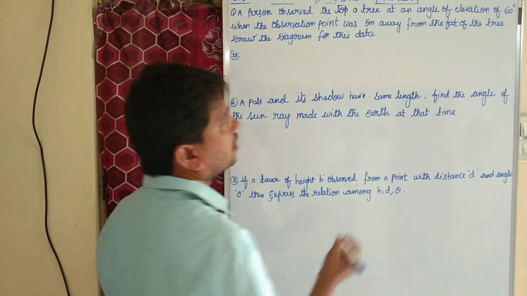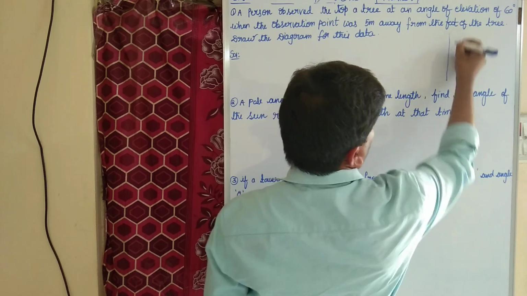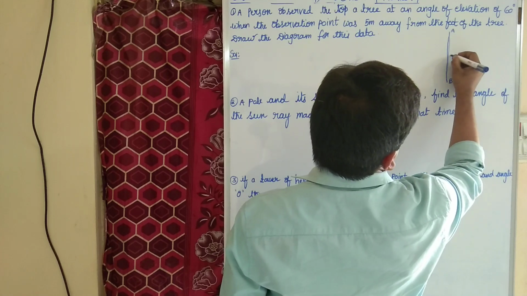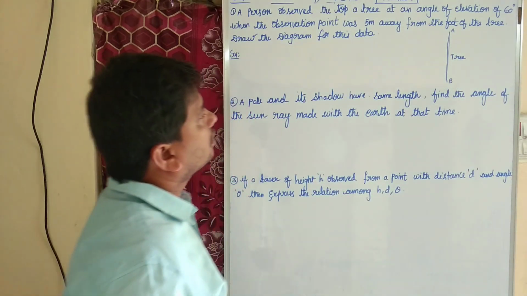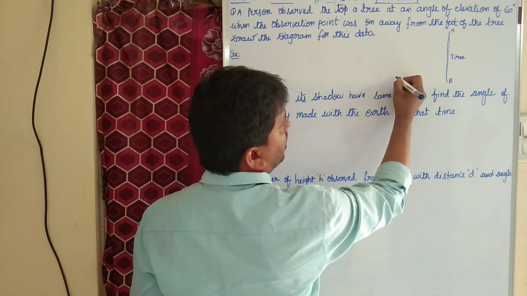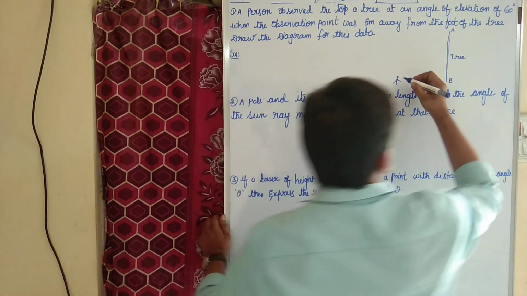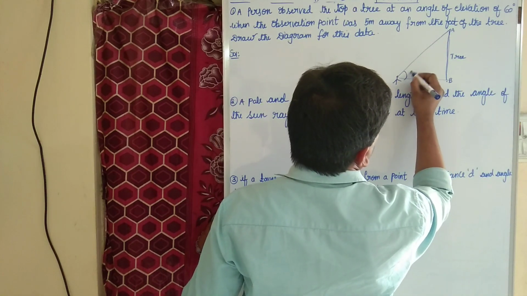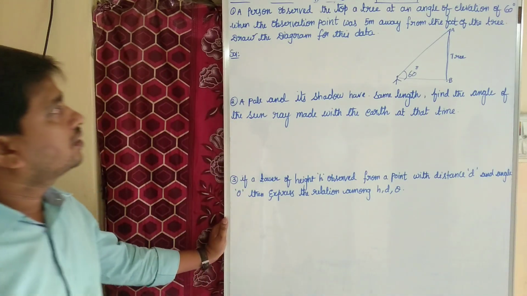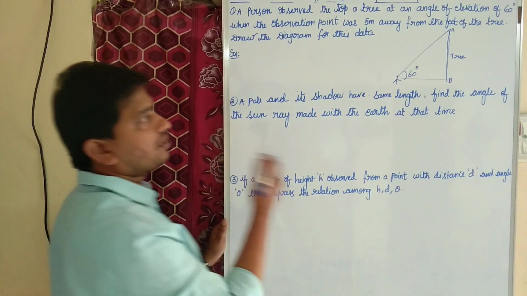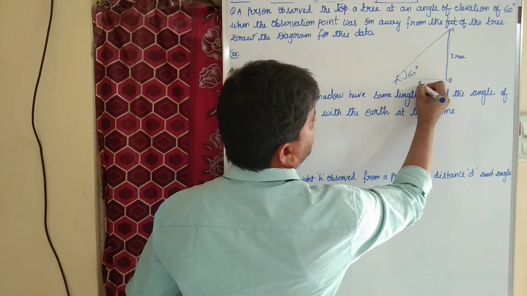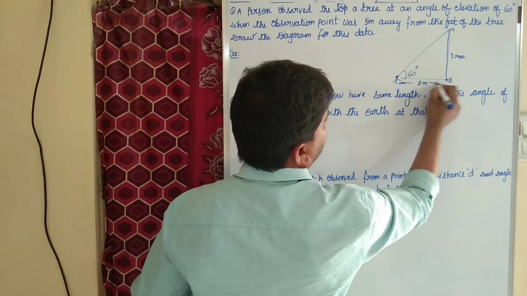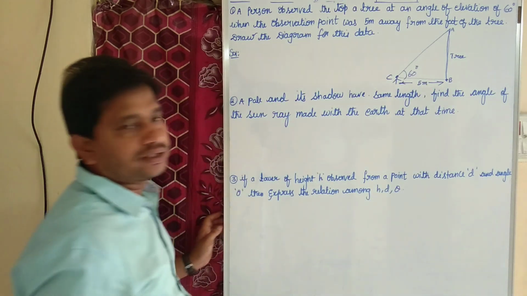Okay children, let us draw a diagram. For example, this is our tree. Call it AB. A person observed the top of the tree. Here is the person. He is observing the top of the tree at an angle of elevation of 60 degrees. The distance between the foot of the tree and the observer is 5 meters. Let me call it C.